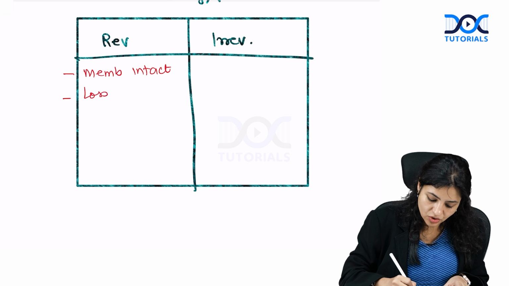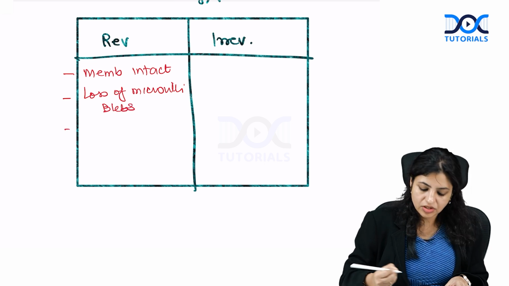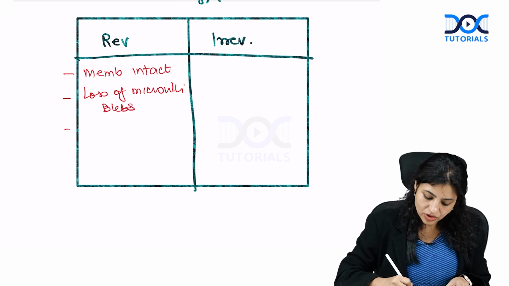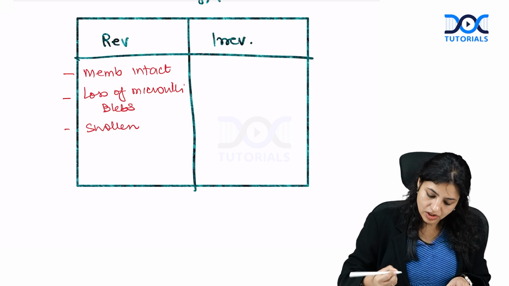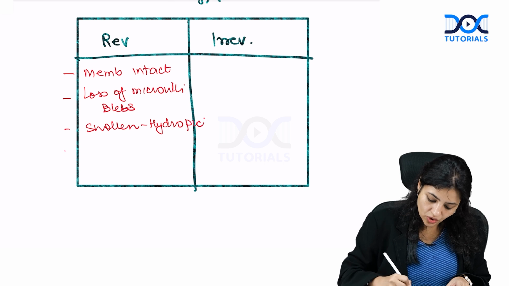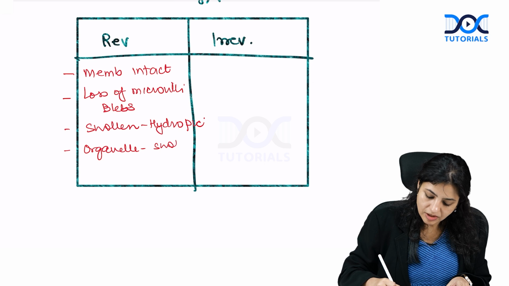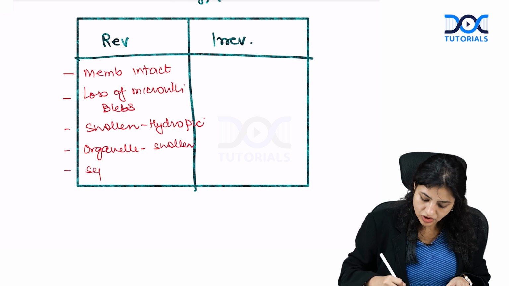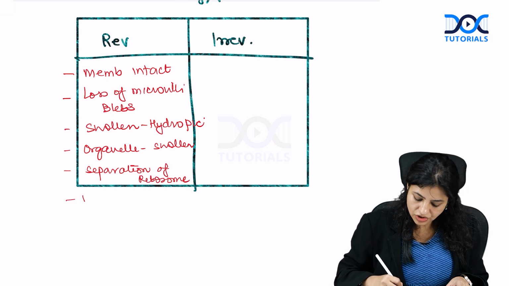So there is loss of microvilli, formation of blebs, which is very characteristic here. Then the whole cell gets swollen, and this change is called hydropic change. All the organelles are swollen except ribosomes, where there is separation of the ribosomal subunits. Whenever there is separation of the ribosomes, compensatorily fatty change is going to start.